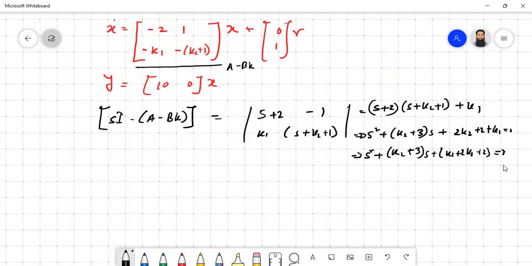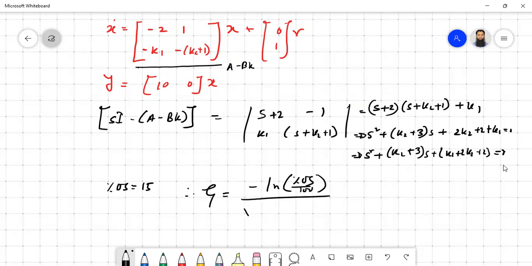Now we have to figure out the desired characteristic equation for our system, and before that we have to use the given values. The percentage overshoot was given as 15%. The zeta value we can calculate from the formula: zeta equals minus ln of (percentage overshoot by 100) divided by the square root of pi squared plus ln squared of (percentage overshoot by 100). That gives an approximate value of 0.5169.